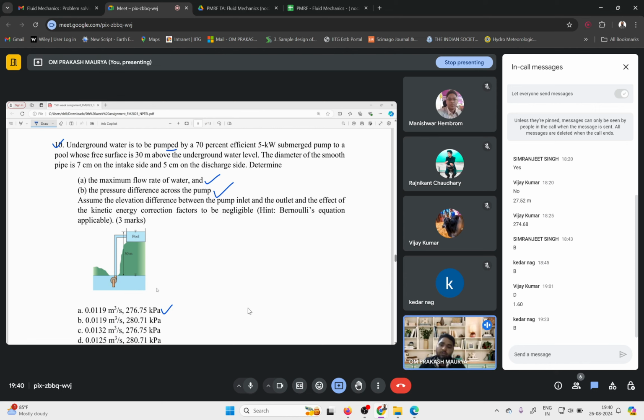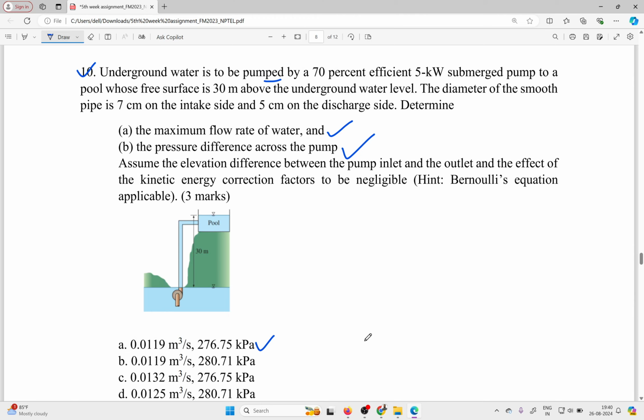In this question, let me show you, in option A you need to calculate the maximum flow rate of water. This is the maximum value you need to calculate. And in the second part, the B part, you need to calculate the pressure difference across the pump. So how will you approach this question? Let me show you the answer.